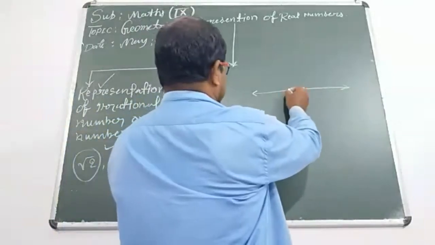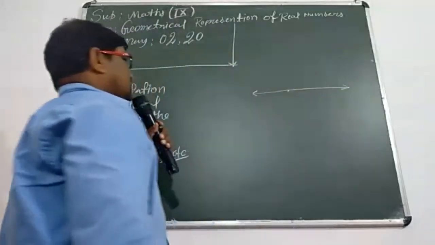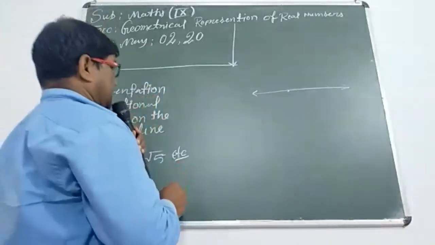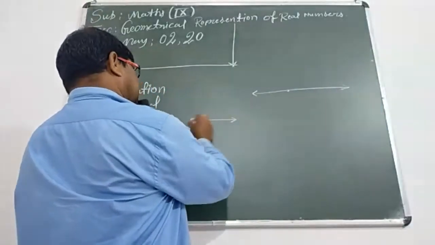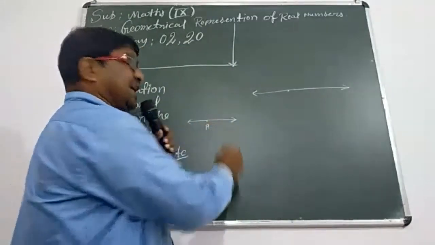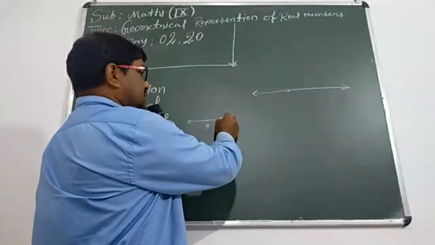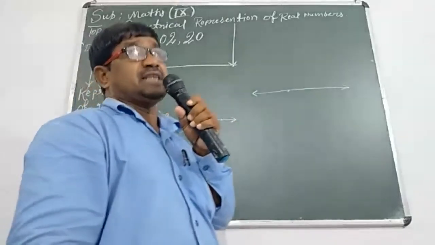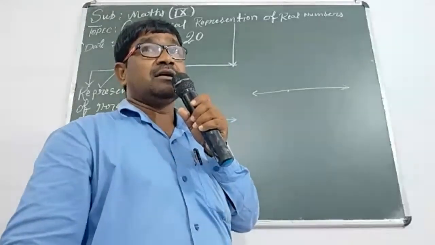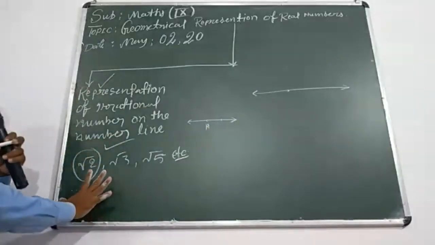Then, fix a point on this line. Suppose that this is a point. Fix a point on the number line. But think first of all, suppose that this is your number line. If you are fixing a point here, that is A. Now, after taking 1 unit in this side, 1 unit, mind it. Measuring unit, do you know? Centimeter, inch, etc.